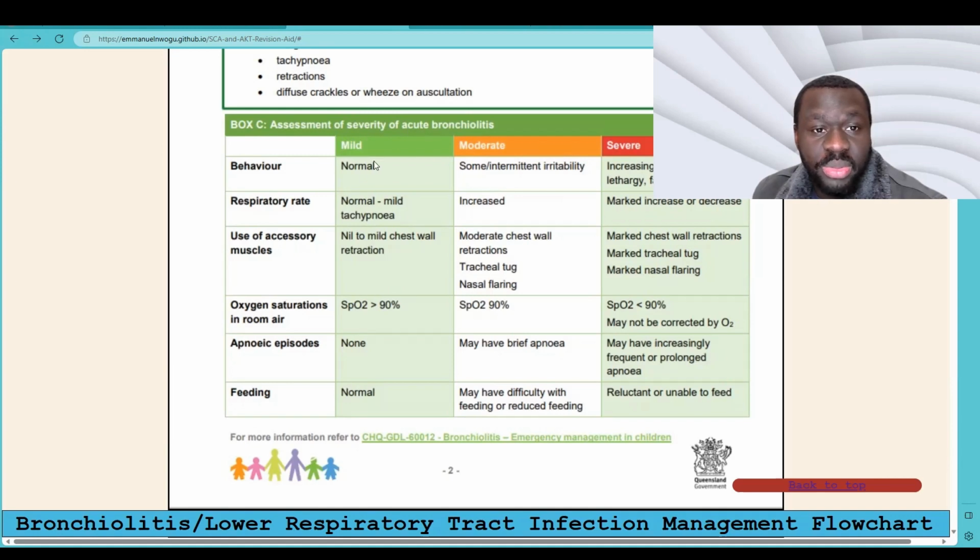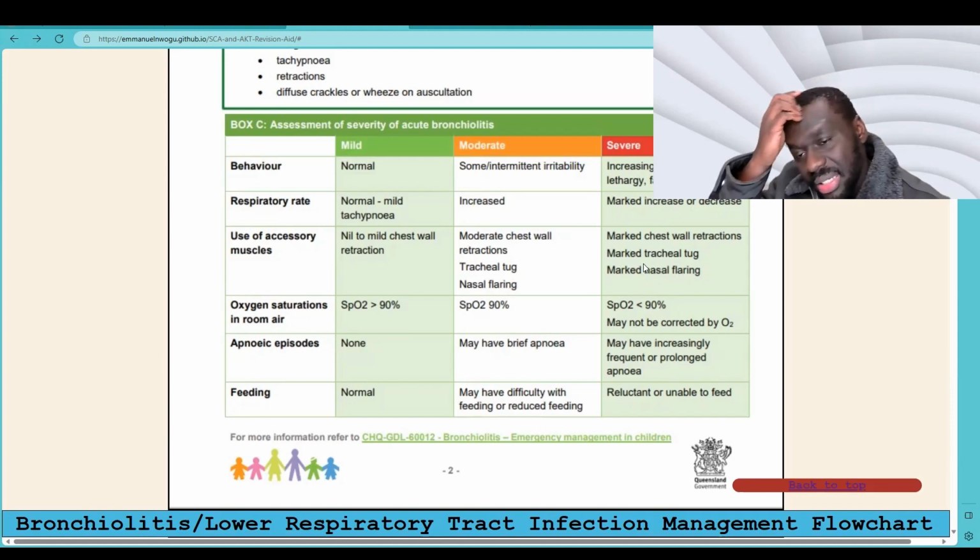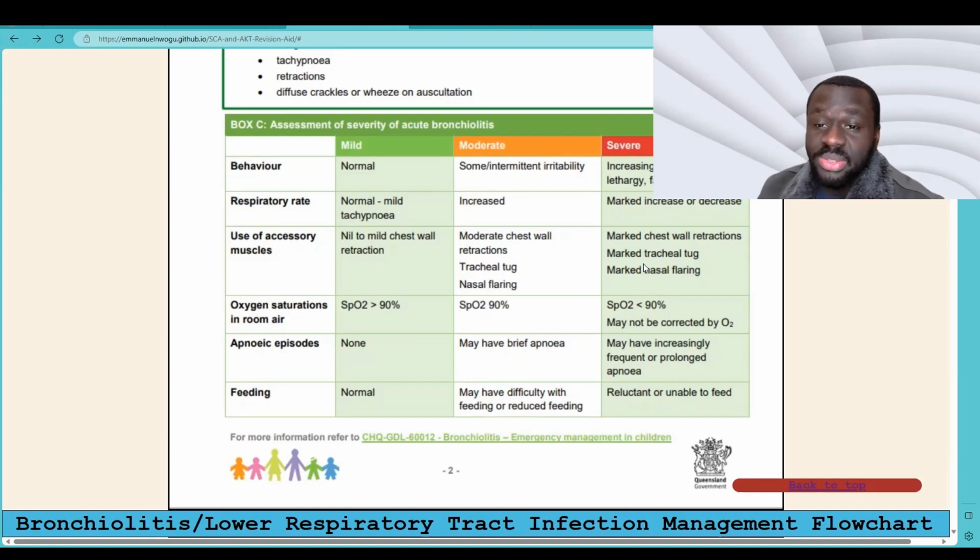So, assessment of severity of bronchiolitis. Mild: normal behavior, mild tachypnea, mild chest wall retractions. If you're having marked chest retractions, it's severe, with marked tracheal tug, marked nasal flaring. This tracheal tug is not something I've particularly been paying attention to. I'm being honest now, but it's something I need to start thinking about more. Nasal flare, if it's obvious, but you need to actually look. Sometimes you need to look closely, look at the alae nasi on the side, see if they're flaring or not. So nasal flare is also moderate.